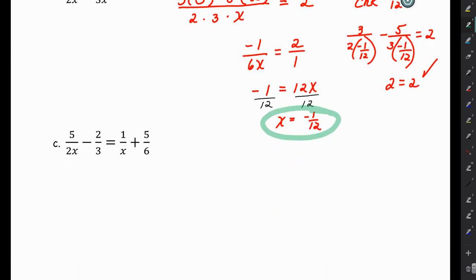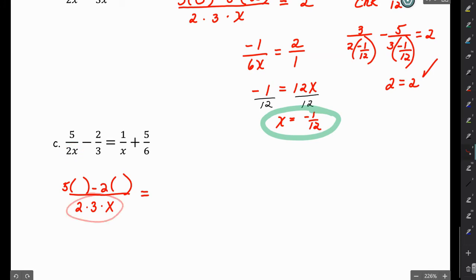Now for letter C, we've got both sides where we have to find common denominators and combine before we cross multiply. So the common denominator on the left side of the equation is 2 times 3 times x. And so let's write 5 with a placeholder minus 2 times a placeholder. And now we're going to compare 2x to 2 times 3 times x. What's extra? The 3 goes there. Now we're going to compare 3 with 2 times 3 times x. What's extra? 2 and x.